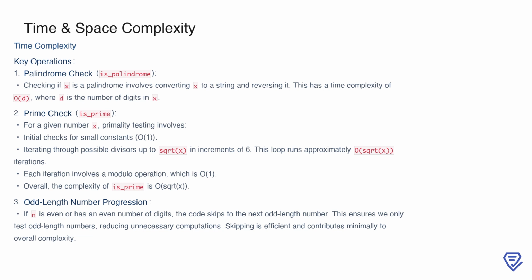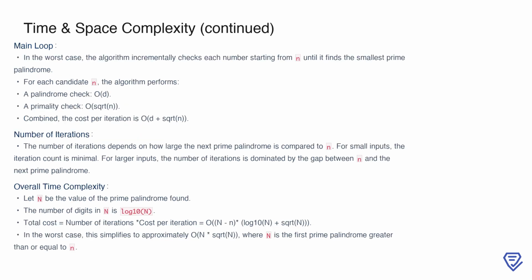Additionally, to optimize further, the algorithm skips even numbers and numbers with even lengths, ensuring we only evaluate odd-length numbers. This efficient progression minimizes unnecessary computations and contributes negligibly to the overall runtime. Now let's focus on the main loop of the algorithm. In the worst-case scenario, the algorithm incrementally checks each number starting from n until it identifies the smallest prime palindrome.